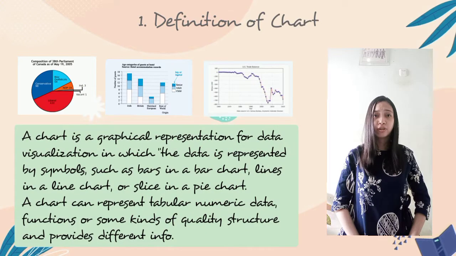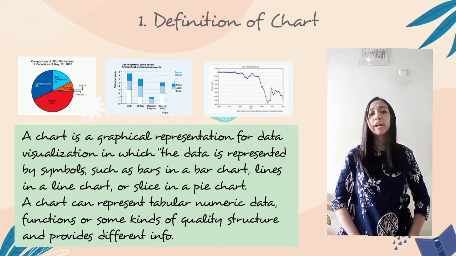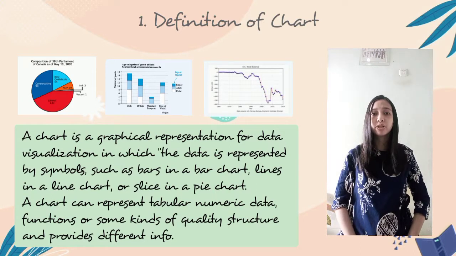A chart is a graphical representation for data visualization in which the data is represented by symbols such as bars in a bar chart, lines in a line chart, or slices in a pie chart. A chart can represent tabular numeric data, functions, or some kinds of qualitative structure and provides different info.